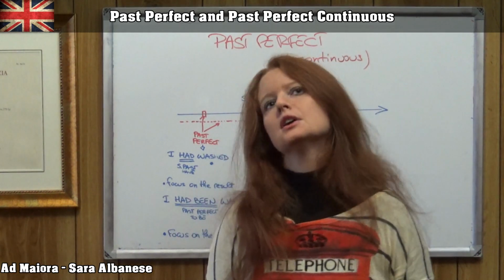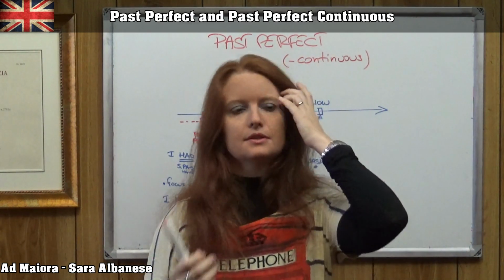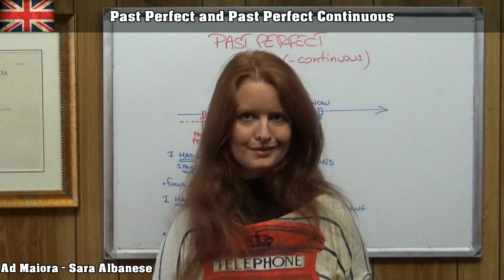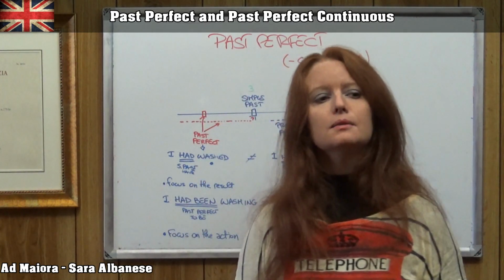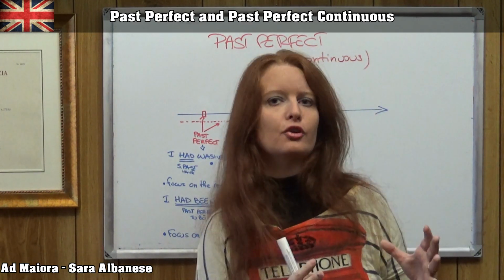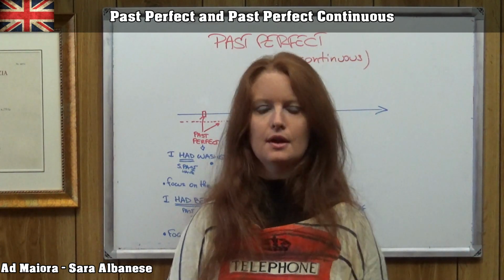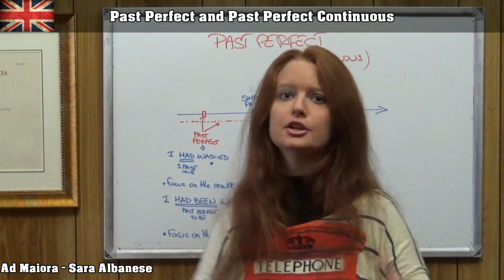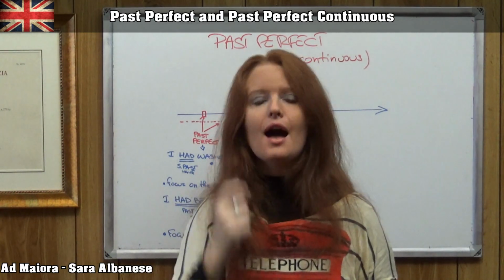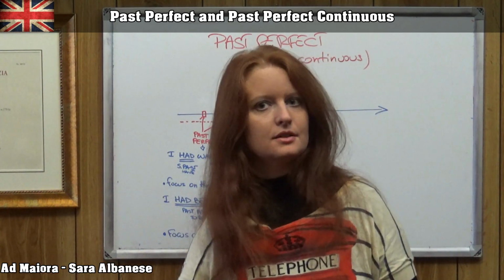We already know that. I can use a specific time in the past. I washed my car yesterday. Period. Okay, quite easy. But I may use a past perfect if it refers to an action that happened before another action in the past. For example, I had washed my car, okay, because I had to go out with my girlfriend that night.